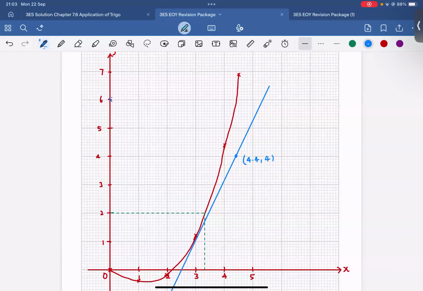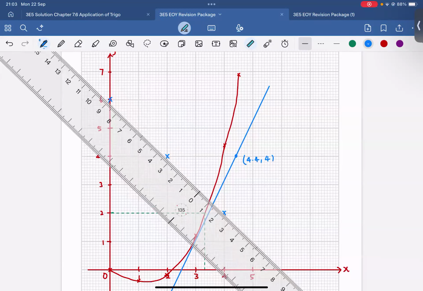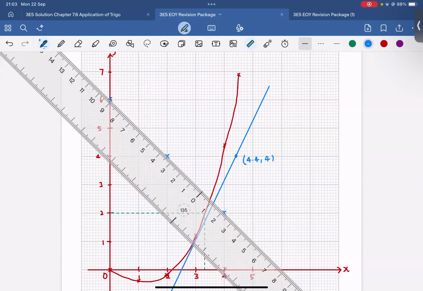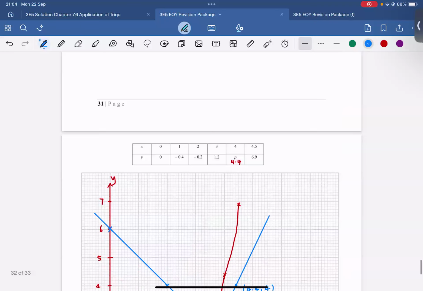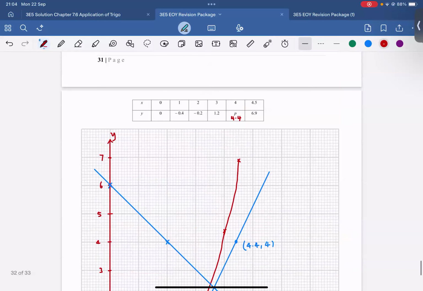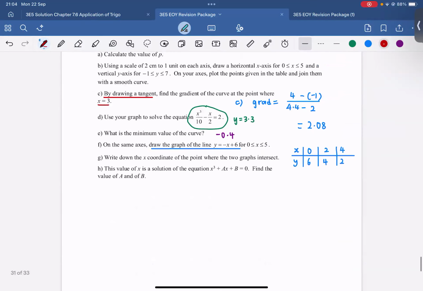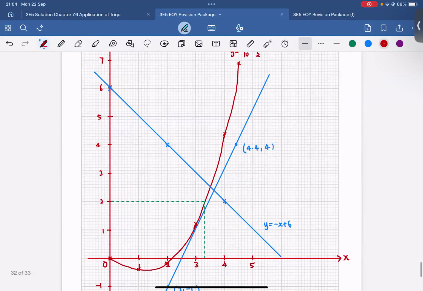0, 6, 2, 4, 4, 2. Okay, then take a ruler and connect. One thing that I forgot to do is label the graph. So this is y equals negative x plus 6. Label this curve also: y equals x cubed over 10 minus x over 2.